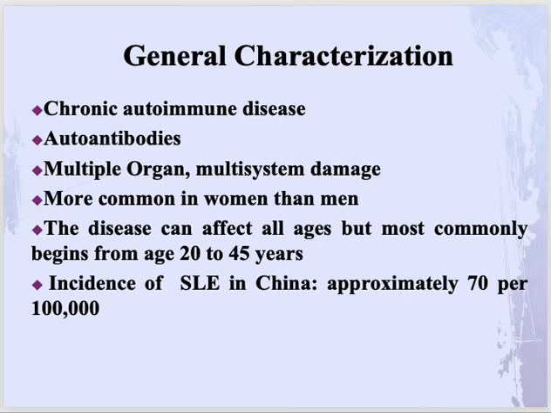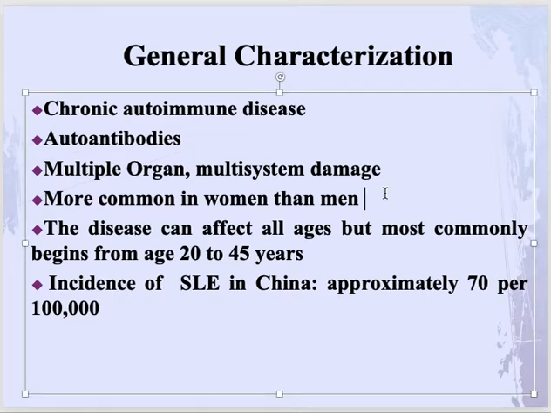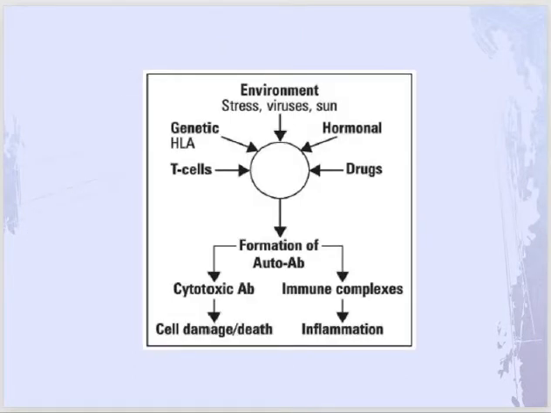Now you can see it's a chronic autoimmune disease, makes sense. Autoantibodies, again makes sense. Multiple organ or multi-system damage is there. And now this is the more important point. This one is very, very, very common in women than men. To tell you, the women to men ratio is 9:1. So which means most of the patients you are going to see are women, not men, because it is 9 times more common in females than males. The disease can affect all ages, but commonly it is present from 20 to 45. Now, the condition is worldwide, guys.